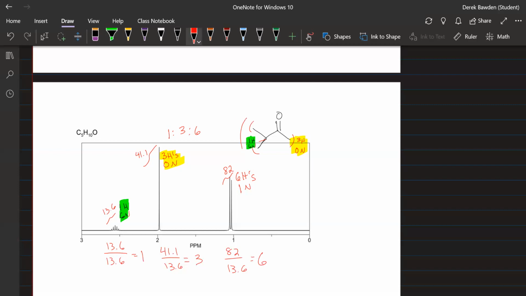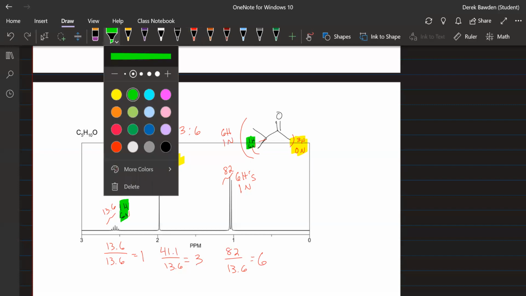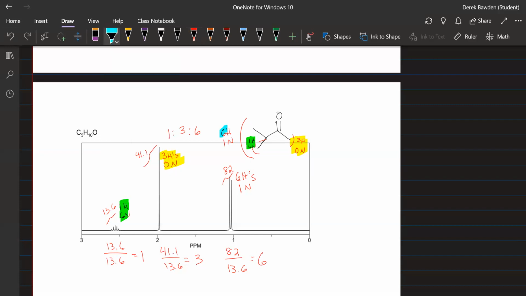Let me draw it like this. We have all 6 of these, 6 hydrogens. And we have one neighbor. It's just that lonely hydrogen right down in there. Okay. So we have 6 hydrogens with one neighbor. And we can look at our HNMR and see if that comes out, and it does.